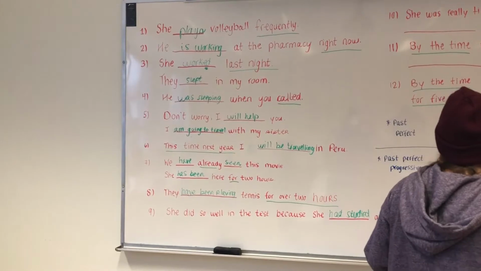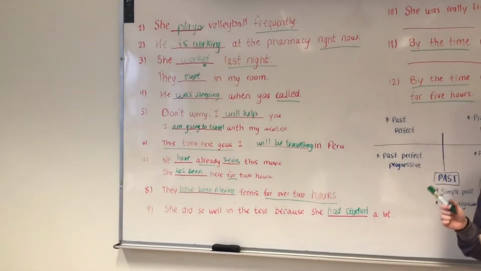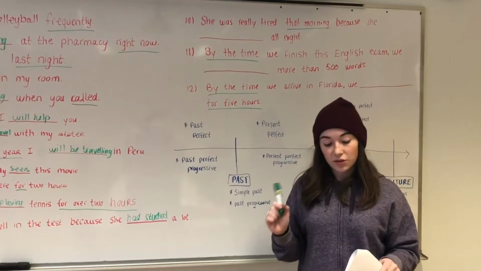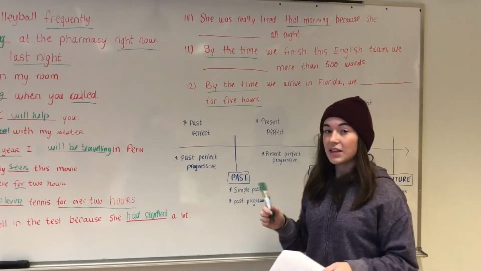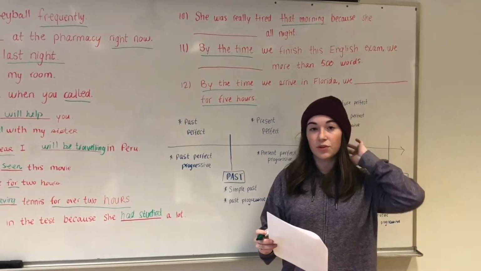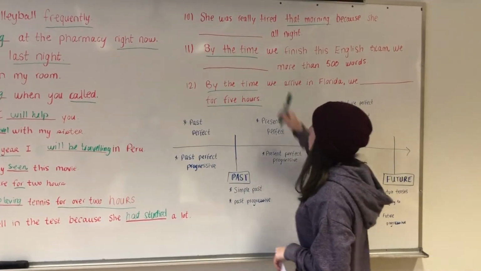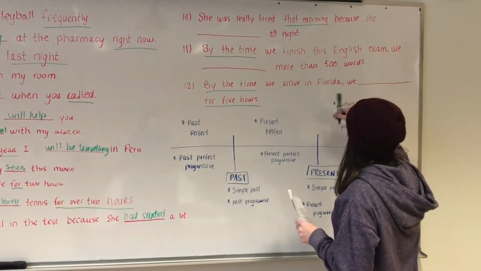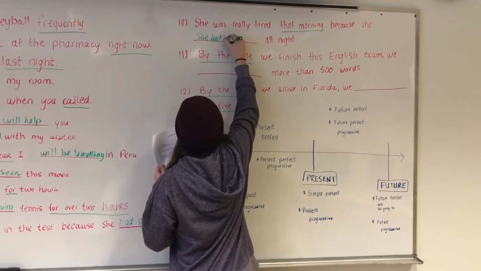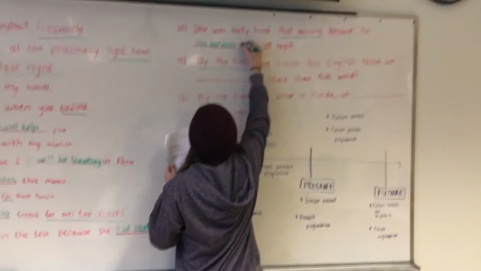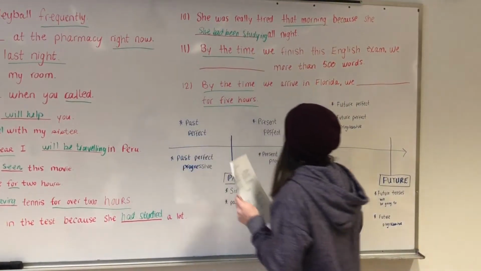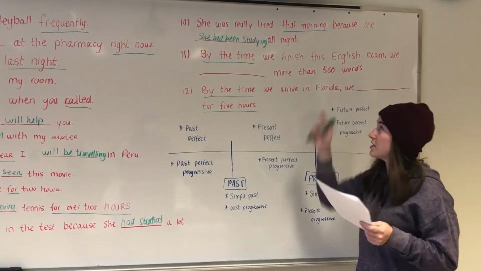For the past perfect progressive, we use it for an action that was in progress before another action in the past. The focus is on the duration of the action. In an affirmative sentence, the form is the subject plus had plus been plus the base form of the verb plus ing. So she was really tired that morning because she had been studying all night. So we have used the past perfect progressive here.